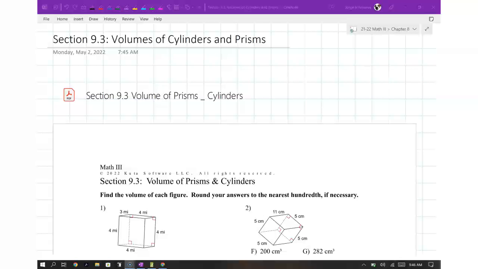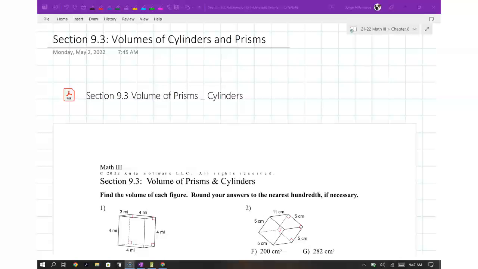All right, so for today we're going to be working on section 9.3, which is volumes of cylinders and prisms. Now there are two formulas that you guys are going to have to know, okay? The one for prisms, which a lot of people call cubes sometimes, but cubes are only if all the sides are identical. But if they are, then they call them cubes. If they're not, then we just call them rectangular prisms, okay?